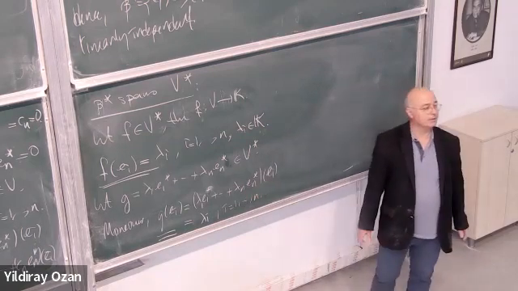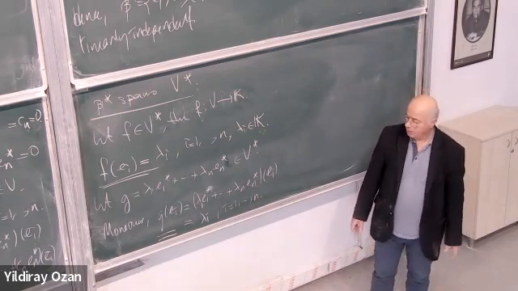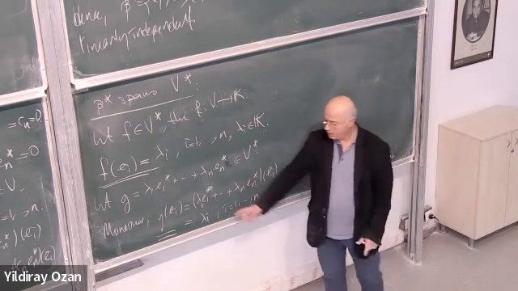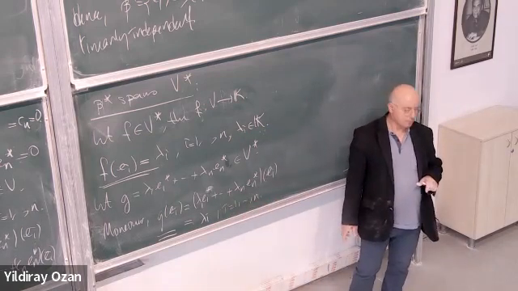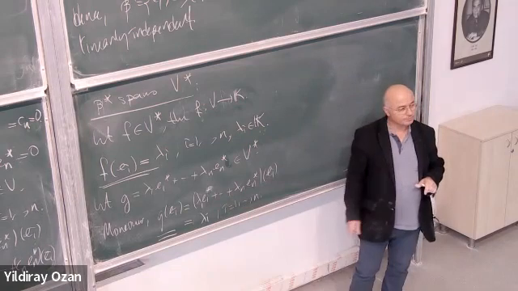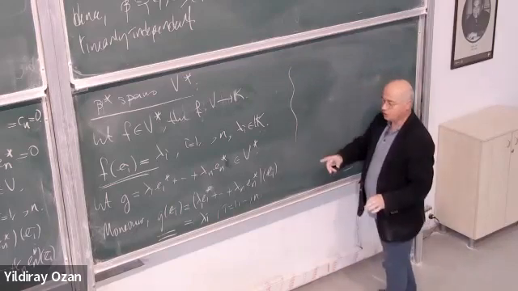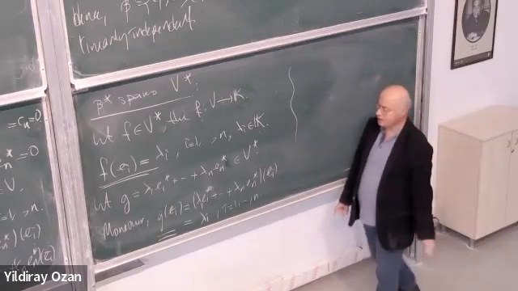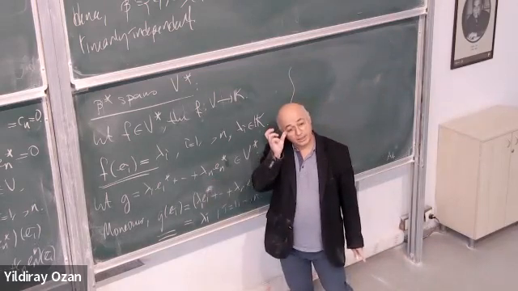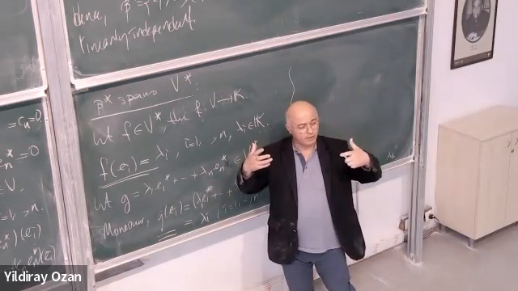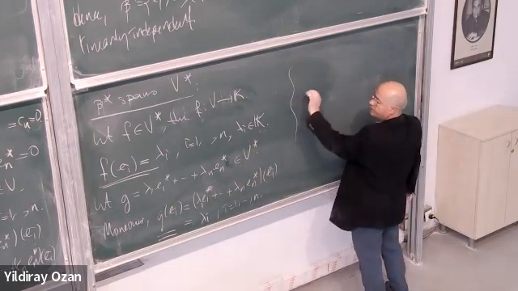Yes. How do you know it is an element of V star? Well, these are linear maps. Sums of linear maps are linear. So here, what you ask is a nice question. Maybe I didn't prove that. If you take two linear maps, their sum is also linear.